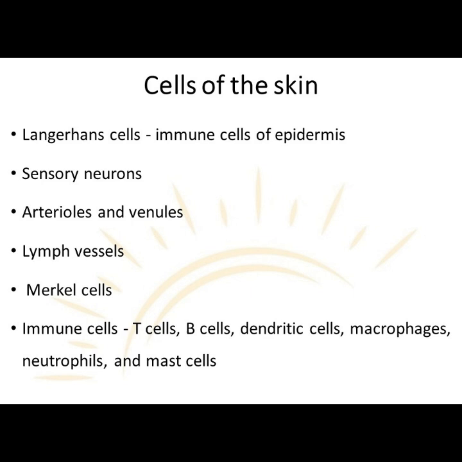Sensory neurons, monitoring touch, pressure, temperature, hair follicle movement. Arterioles and venules connecting to cardiovascular system. Lymph vessels return interstitial fluid to the circulatory system. Merkel cells live in the epidermis and sense touch. Immune cells that develop elsewhere include T cells, B cells, dendritic cells.